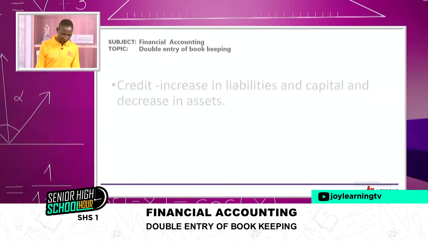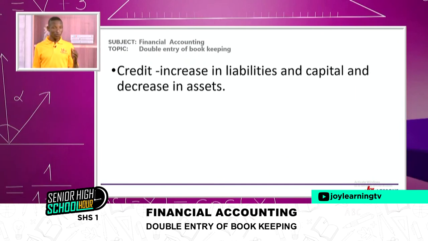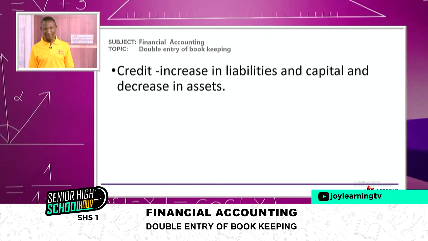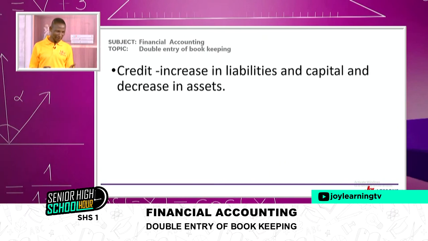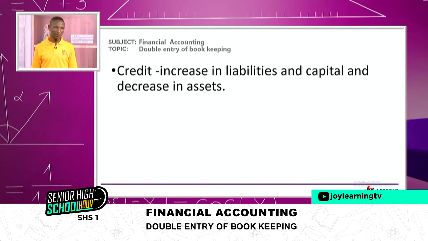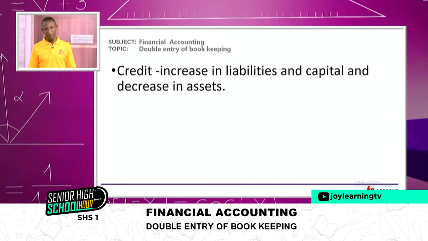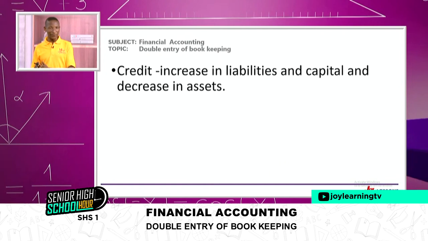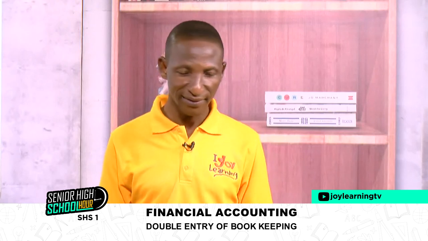Let's look at the next one. Credits. We discussed the debit. So credit: credit increase in liabilities, capital, and decrease in assets. This is not difficult at all. Assets have a debit balance, so when they are increasing, you debit, and when they are decreasing, you credit, the opposite. If capital and liabilities have a credit balance, then if they are increasing, you credit, and if they are decreasing, you debit. You need to get these rules before the start of the double entry, so you know what to debit and what to credit.